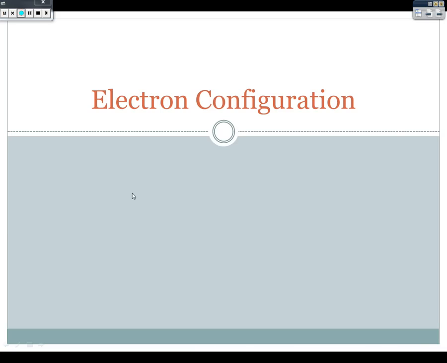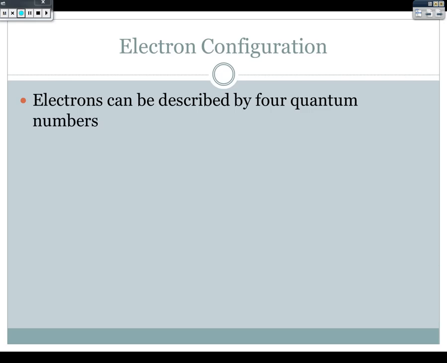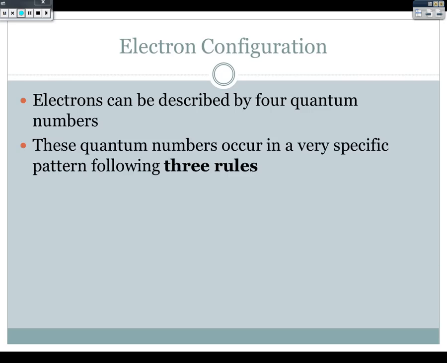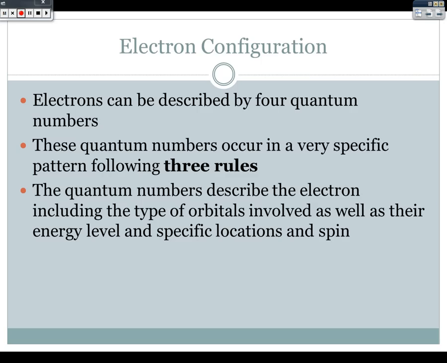Alrighty guys, so tonight we are going to be talking about electron configuration. Electrons can be described by 4 quantum numbers like you guys learned about. These quantum numbers occur in a very specific pattern following 3 rules. The quantum numbers describe the electron, including the type of orbitals involved, as well as their energy level and specific locations and spin. S orbitals are filled with 2 electrons.